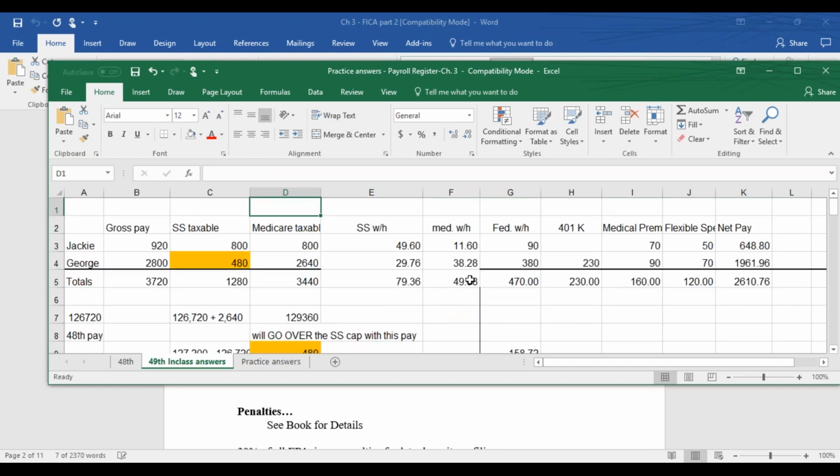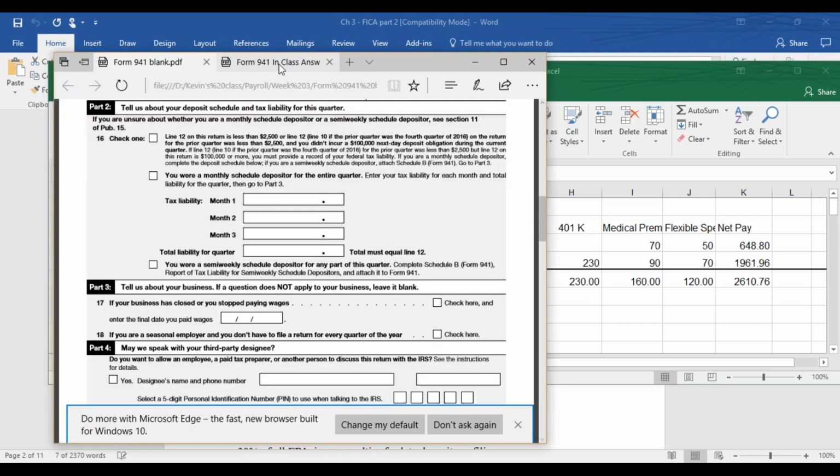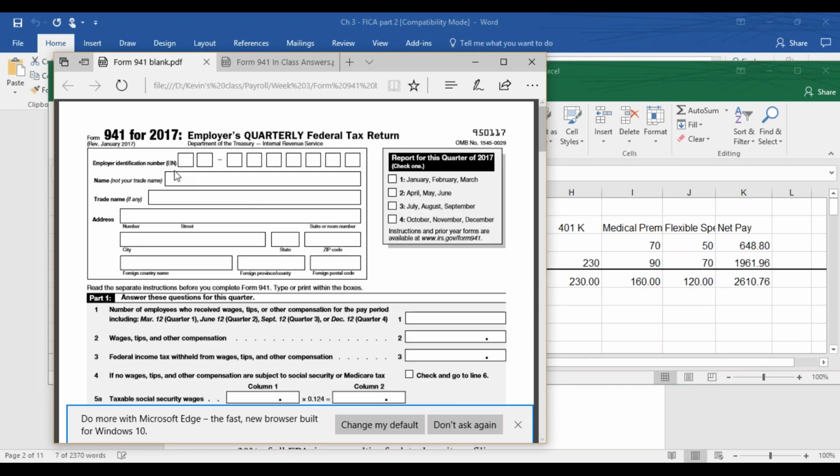So now that we've got the payroll done, the register, that's kind of a review of last week. Now we're ready for the 941. So with the 941, the first thing, let's go back and pull up the 941. The first thing that it asks for, after we put in our opening information, the name of the company, and then the ID number.